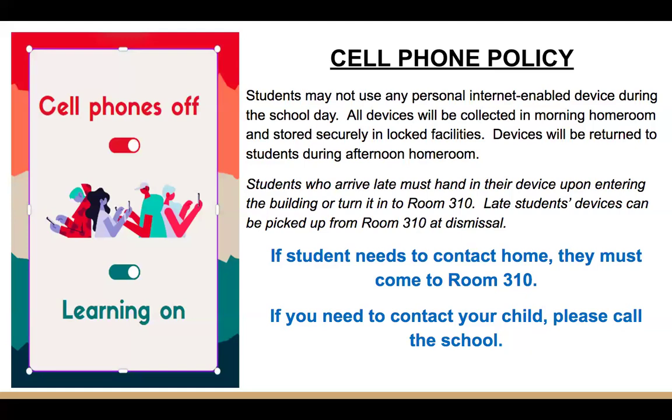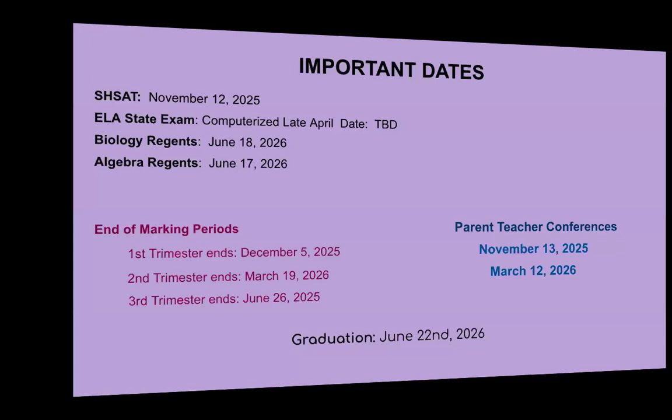As you know, this year we have a New York State mandated cell phone policy. Students cannot use any personal internet-enabled device during the school day, from bell to bell, morning to afternoon. All devices will be collected in the morning in homeroom and stored securely in a locked closet area. Devices will be returned to students during the afternoon homeroom session. Students who arrive late must hand in the device when they come into the building, or turn it into room 310. Late students' devices can be picked up from room 310 at dismissal. Now, if a student needs to contact home, they must come to room 310. And if you need to contact your child, please call the school directly.